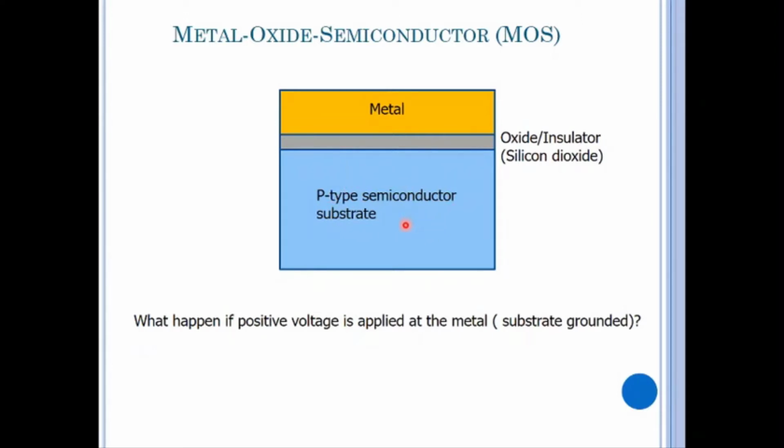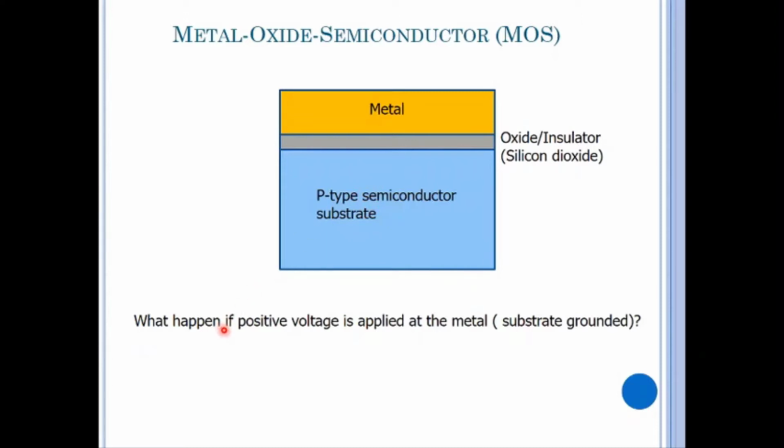It can be a p-type substrate or an n-type substrate, and it can be any type of semiconductor. But mainly in our course we will focus on silicon devices, so we consider a silicon substrate. First, let's consider a p-type silicon substrate. This MOS structure actually forms a capacitor-like structure.